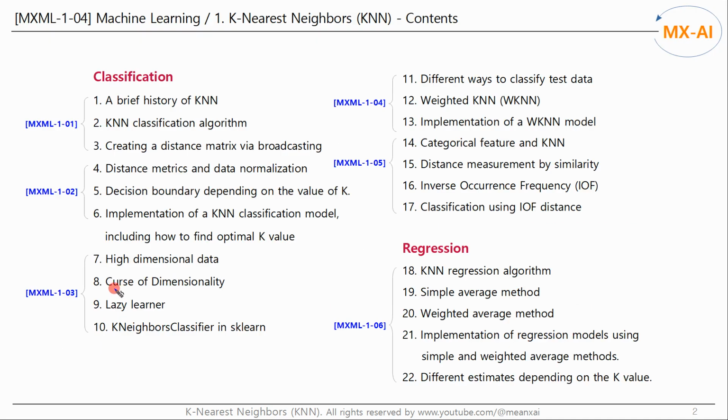In the last video, we looked at the curse of dimensionality and lazy learning, and wrote code to perform KNN classification using scikit-learn. In this video, we'll look at different ways to classify test data other than majority voting, and we'll look at weighted KNN, which gives different weights to neighbors.